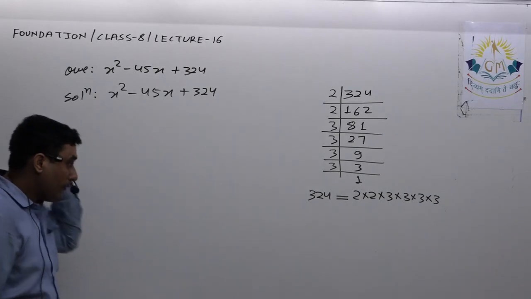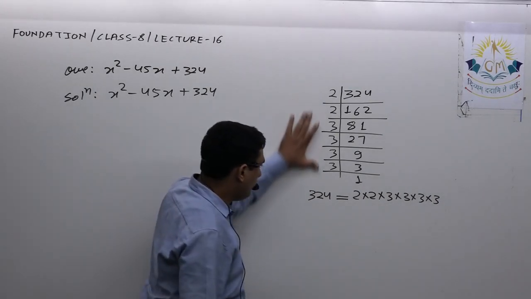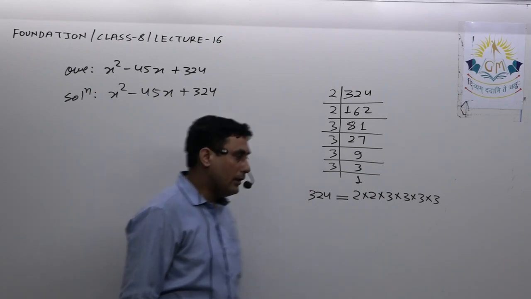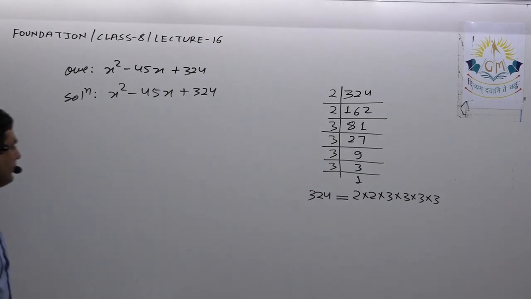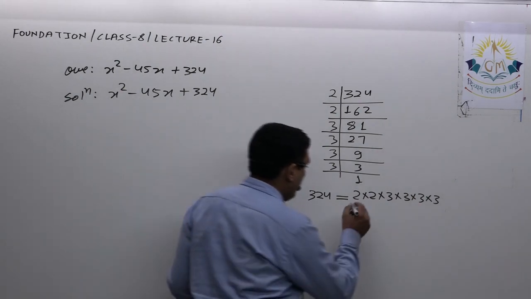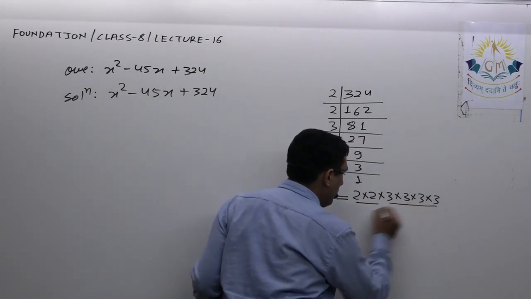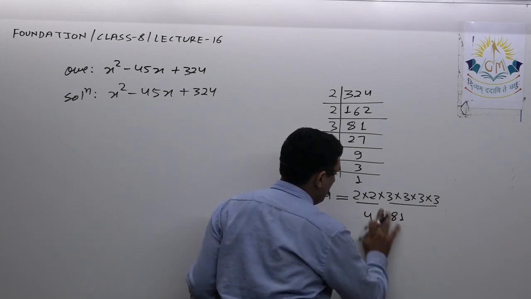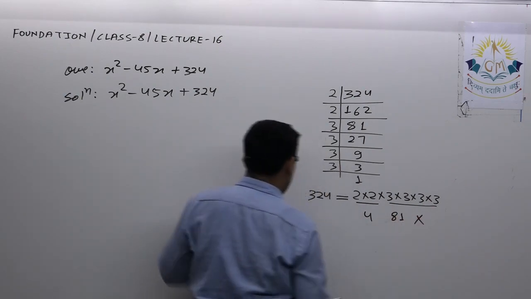Now think for a while once again if you are not able to find the factors. Here I gave you the factors. Now think about how you split these terms to get minus 45. If I say these two and these all, here it is 4 and 81. Definitely not a correct option.